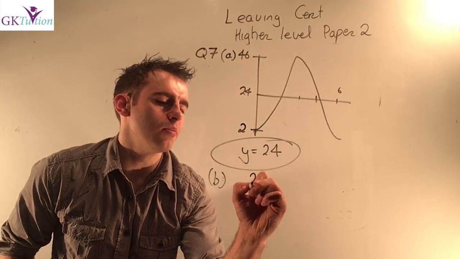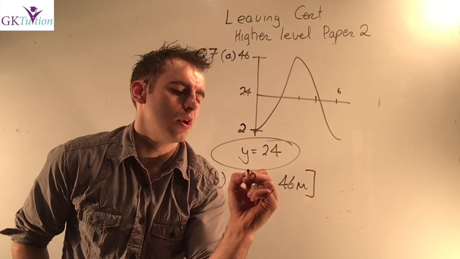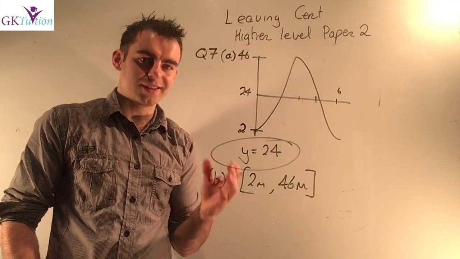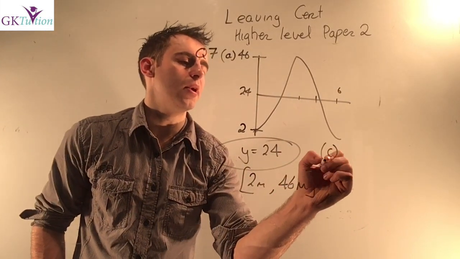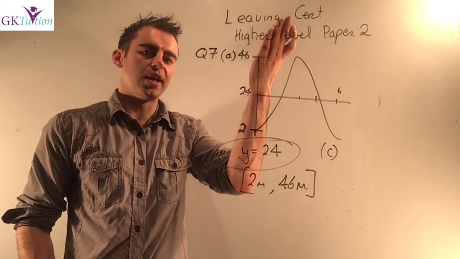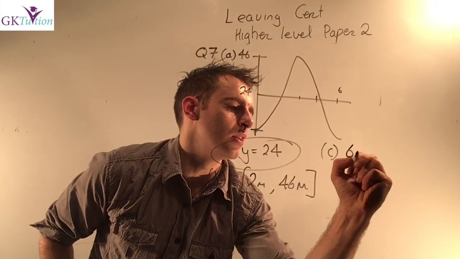The range here, the minimum is going to be 2 meters, the maximum is going to be 46 meters. So the range there is from 2 meters to 46 meters. Part C asked you to find the period. So the period in that case is 6 minutes. It takes 3 minutes to get to the top, 3 minutes to get back down, so the period is 6 minutes.